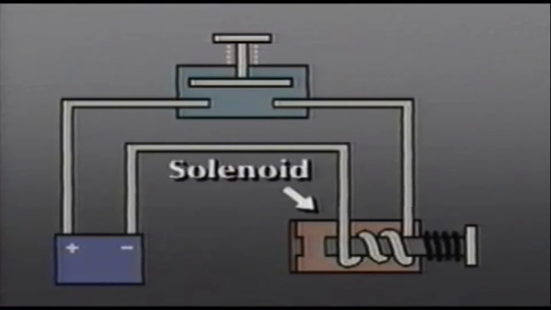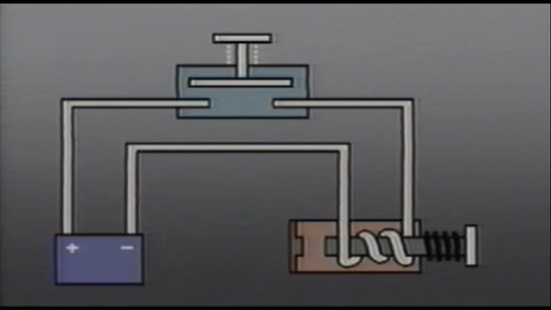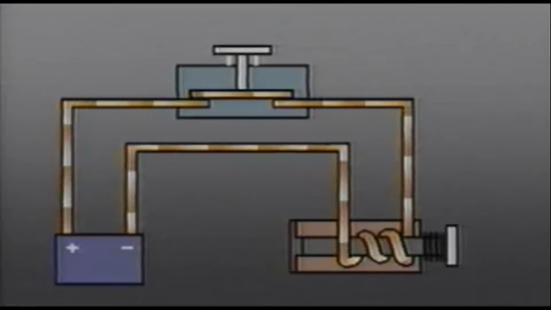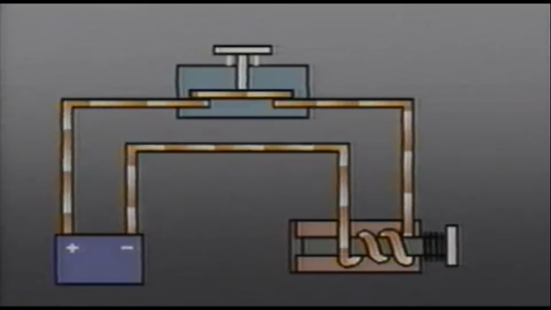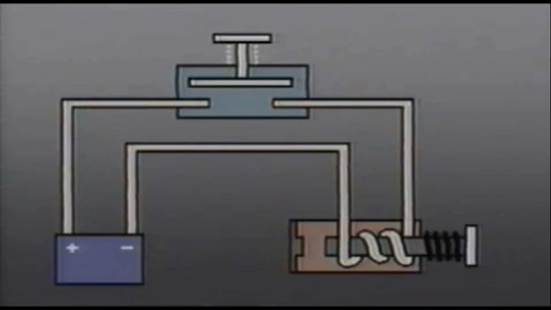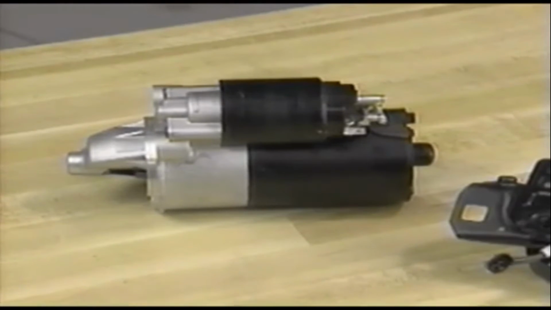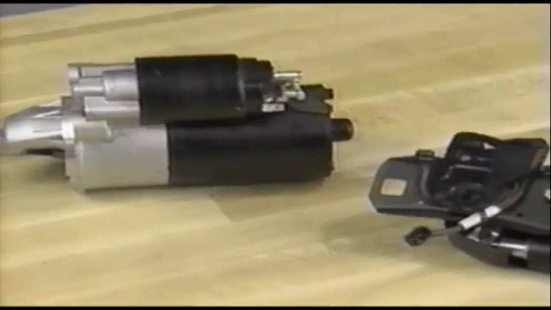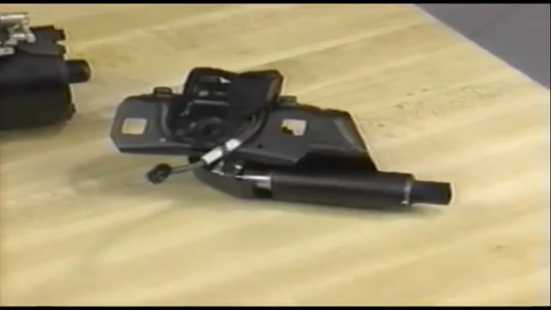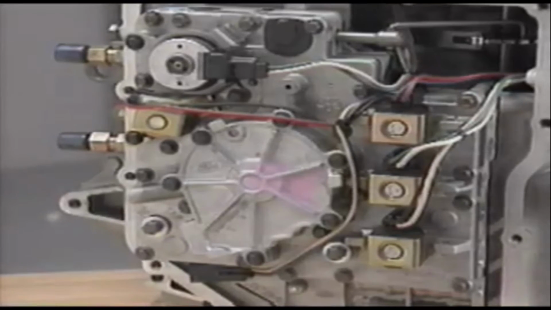Solenoids are electromechanical devices that convert electrical energy into mechanical energy. As electrical current travels through the outer portion or electromagnet of the solenoid, the resulting magnetic field forces the center core to pull in or push out. You've probably come across solenoids already while servicing starter motors, power door locks, and trunk lock mechanisms. In electronic automatic transmissions, solenoids are used for shift controls and converter clutch operation.